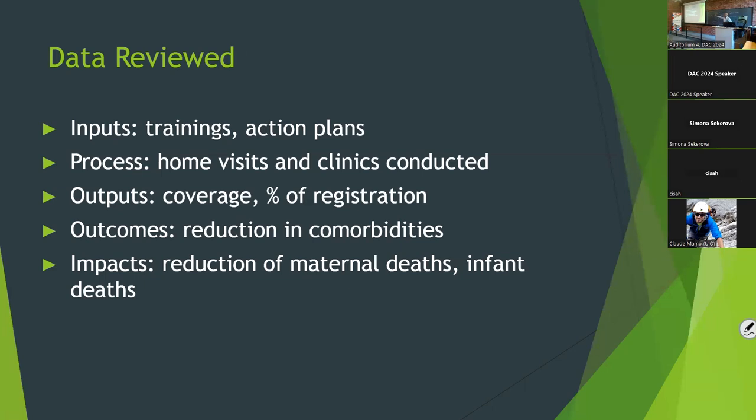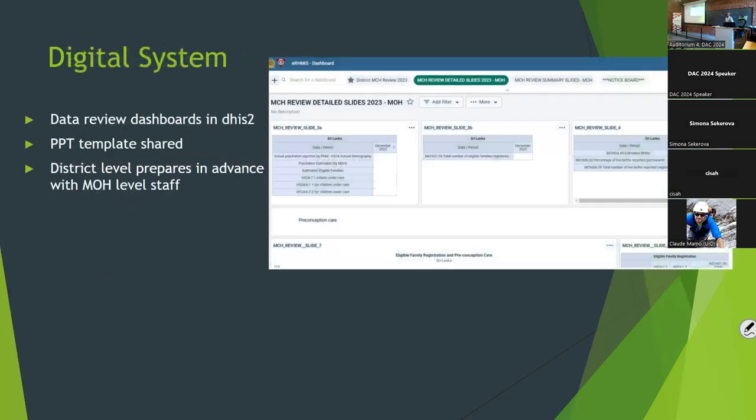Fine. So just some highlights of different data that is collected. I'm not going into detail because this is very technical MCH data. Right, now we talk about the digital system. Once this system was introduced in 2017, DHIS2, this is what you see, the dashboard. What they did was, they had some existing things that they are supposed to monitor at sub-district and district level. To make things easy, they created dashboards reflecting the existing supervision indicators.